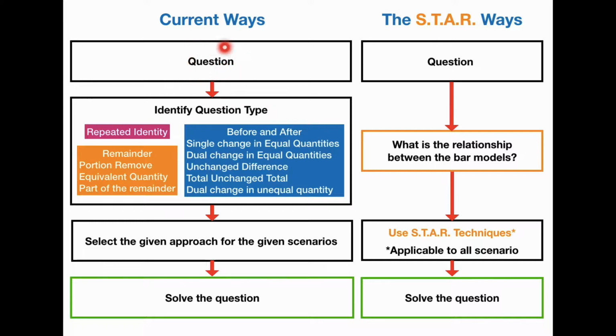Currently, if we have a question over here, the student is taught to identify the question type. Is it a repeated identity concept? Or is it a remainder concept? Or is it a before and after concept? And within each concept, there are different scenarios, like you see over here, there are so many, and there are others which I can't possibly put everything here. Once they identify the scenario given, they select the approach to solve it, and after that, they do the calculation to find the answer.